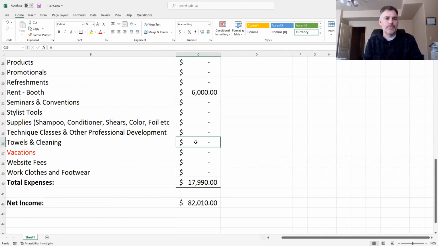Whenever I go get my hair done, they always have the towels. So you're going to have your towels and your cleaning expense. Let's say that you're carrying a website for your business, and then work clothes and footwear. I wouldn't be too extreme on this. The IRS doesn't like us to write off any clothing that we can wear on just an ordinary day.